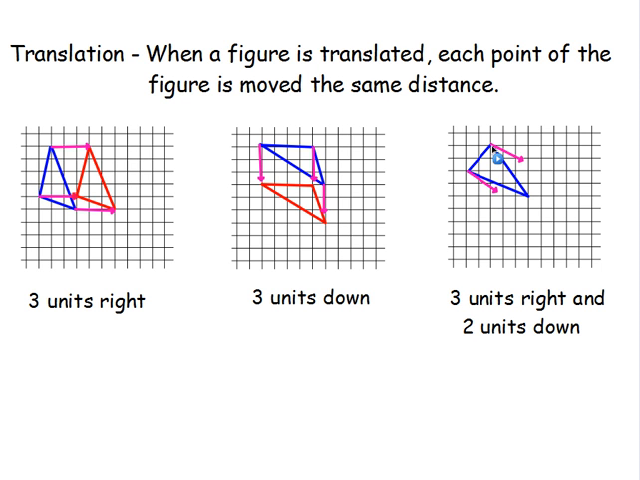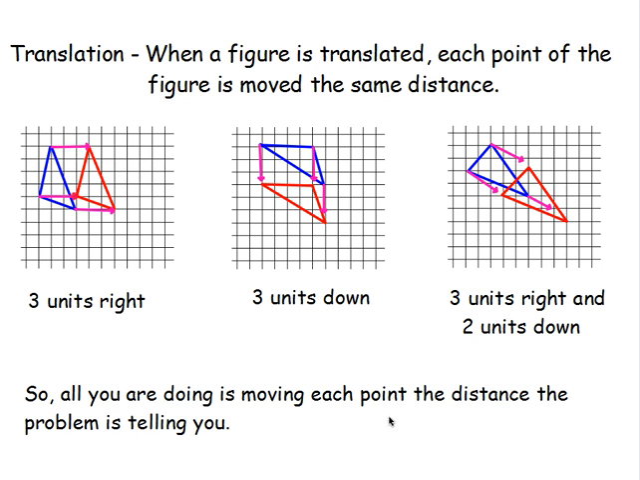Next one, 3 units right, 1, 2, 3, then 1, 2 down. This point right here. Again, 3 units right, 1, 2, 3, then 1, 2 down. Right there, all the way down there. If you noticed, all you're doing is moving each point the distance the problem is telling you. I took this point and moved it 3 to the right. These ones, I took them all and moved them 3 down. In this case, I moved all of them 3 to the right, 2 down.